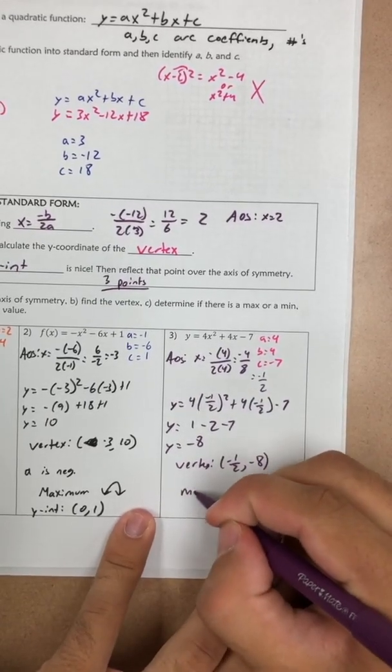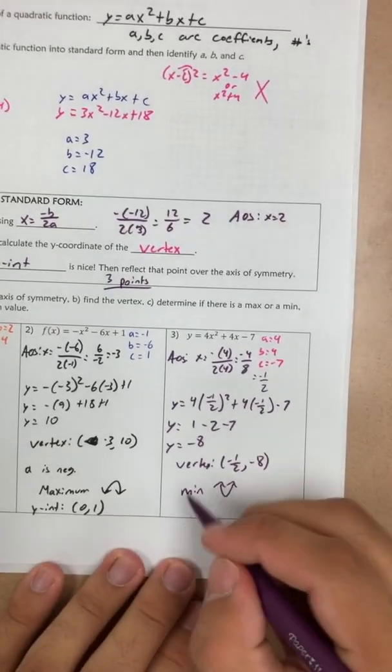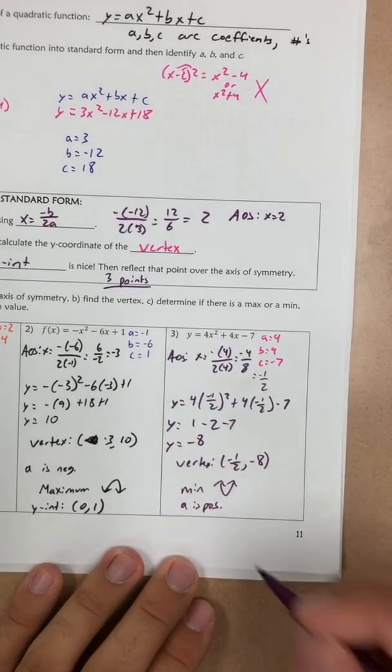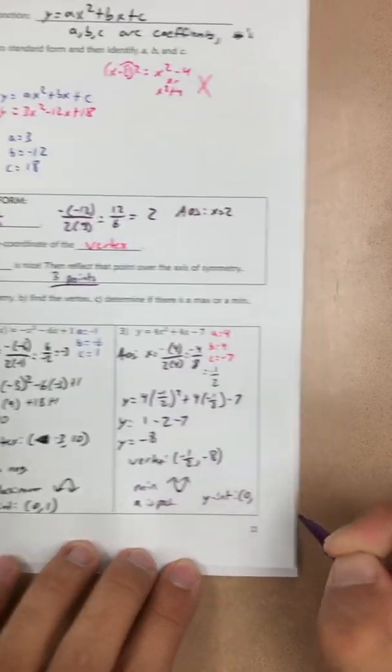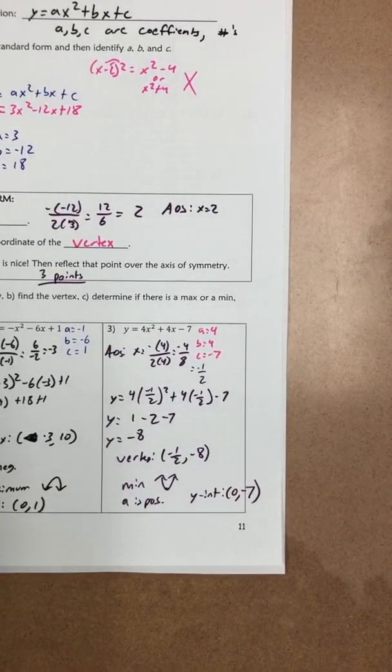This is a minimum because I open up because my a is positive. So it's a minimum, and then my y-intercept is 0, negative 7. So that's it for page 11.